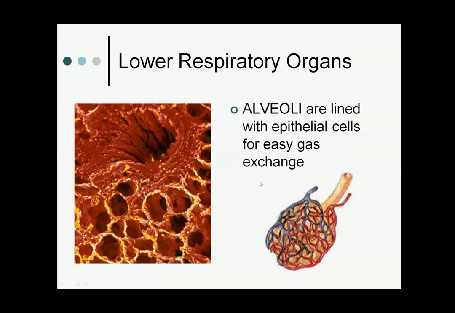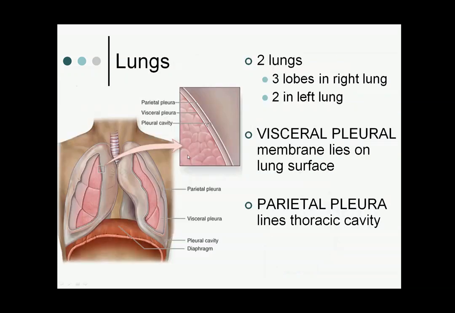And again, the alveoli, or alveoli, depending on your preference, are lined with epithelial cells. This is the location of gas exchange. There are two basic important things here in the lungs that we need to talk about. So the linings: the very inner lining is the visceral pleura, and the outer lining is the parietal pleura.